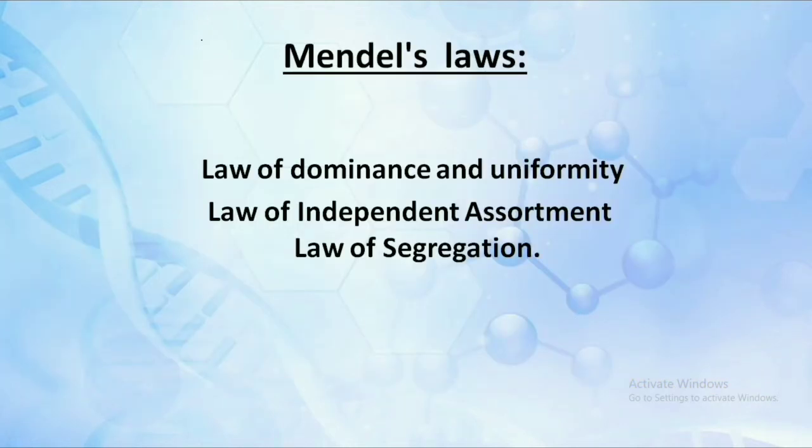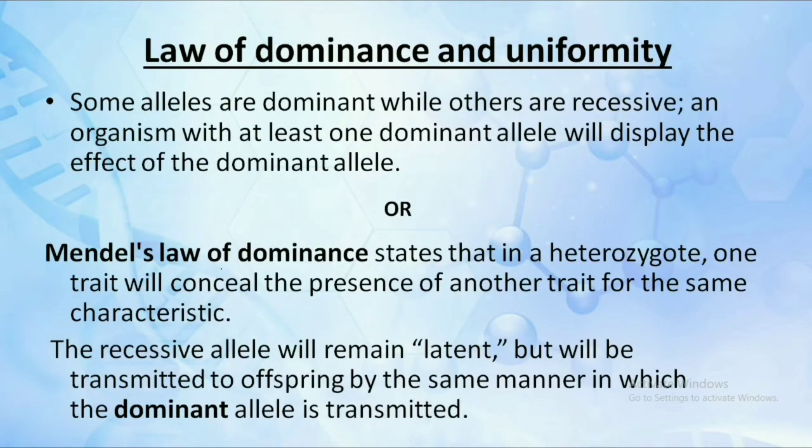So now let's understand about all of Mendel's laws. There were 3 laws of Mendel. The first was the law of dominance and uniformity. The second law was the law of independent assortment, and the third law was the law of segregation. So now let's understand each law in detail.